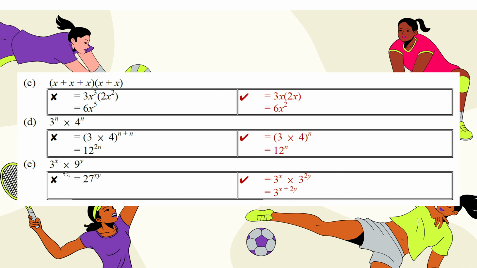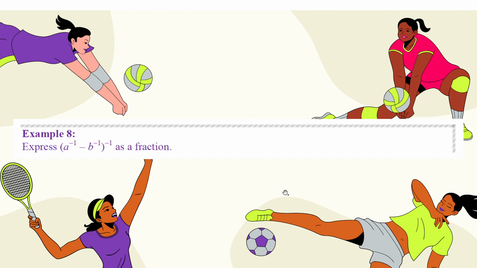And then this one also, wow, 3 to the something, wow, 27? No, they have different exponents, can't add together, right? So change the base to the same and then add the exponent. Shall we work on it? Okay, express this one as a fraction.